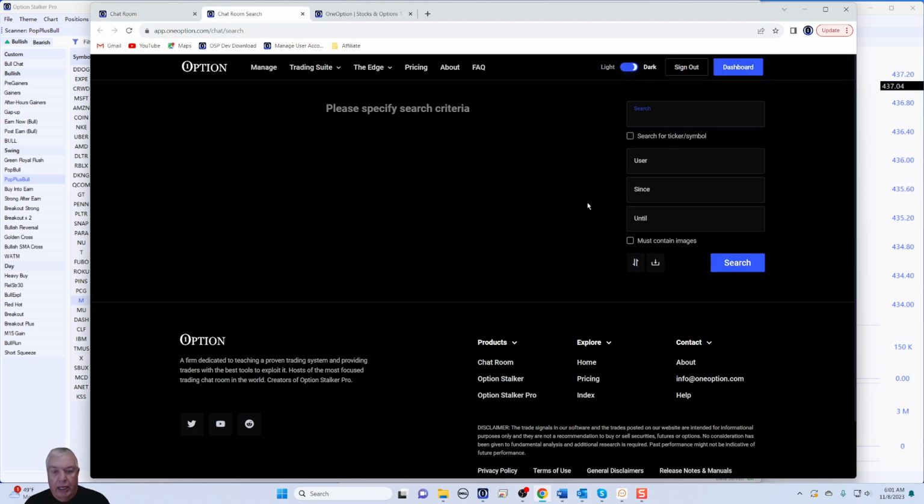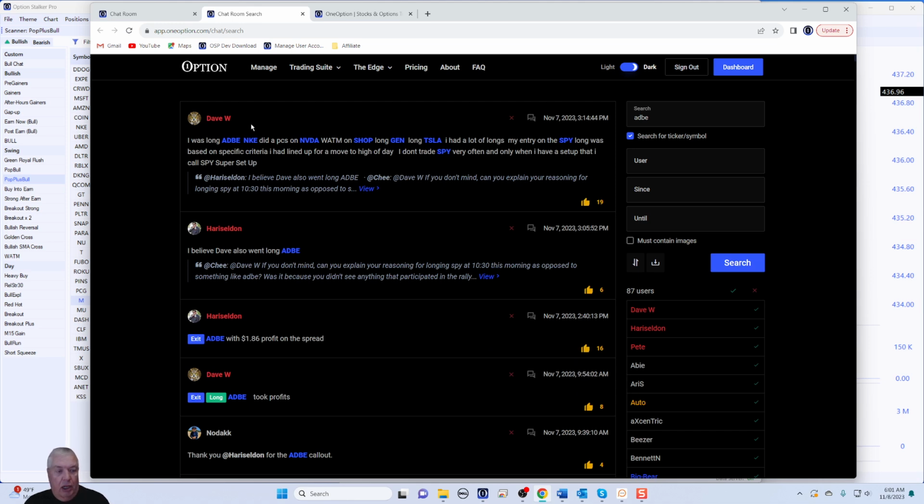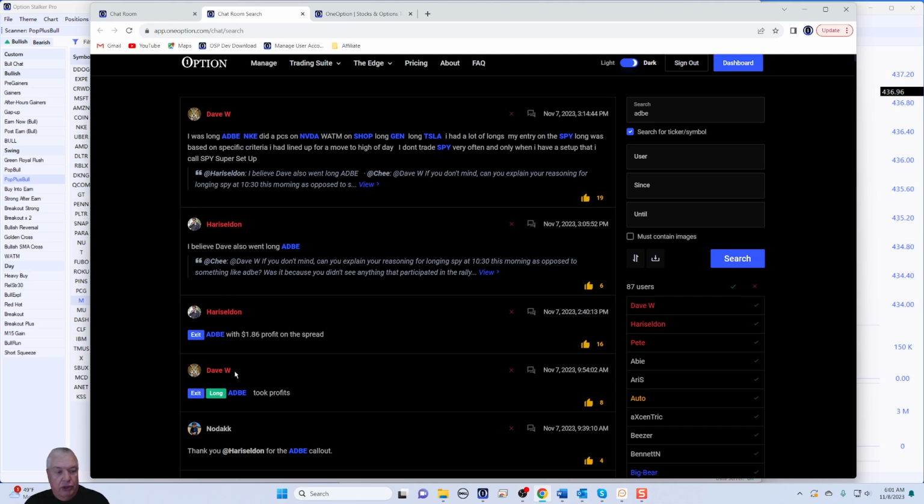Now I can go back if I wanted to, and I could put in ADBE, for instance, Adobe, and I could search for just that ticker symbol. I could also put in a username, and I can define a timeline when I would like to see their posts, so I can go back and see everything that that particular user has posted. And so right now I'm going to search for Adobe, and there are all of the references to Adobe.